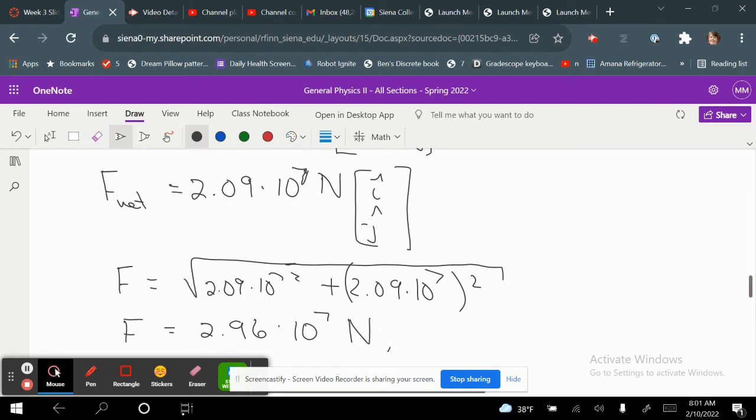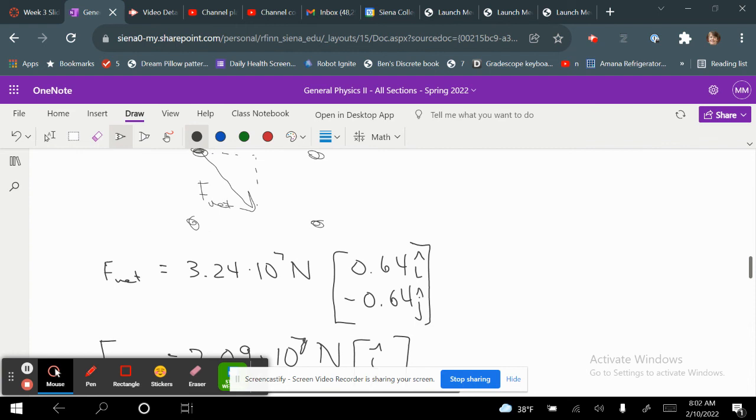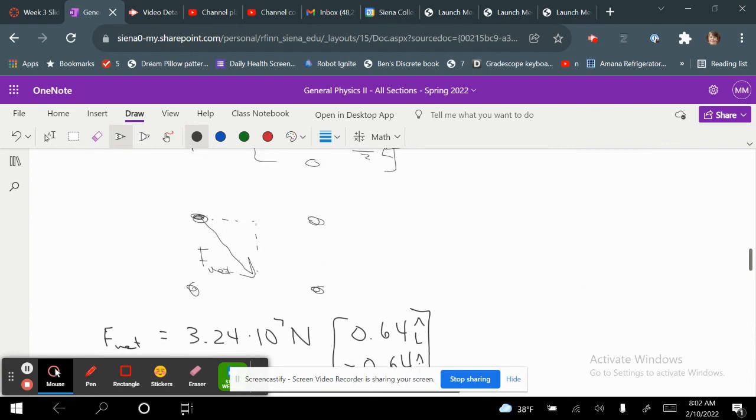And the angle, so that's my magnitude, and then theta is equal to negative 45 degrees. And that matches up with our picture right here. So I'm saying that it's negative 45 degrees.